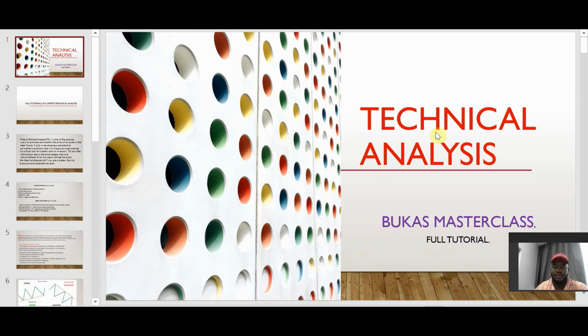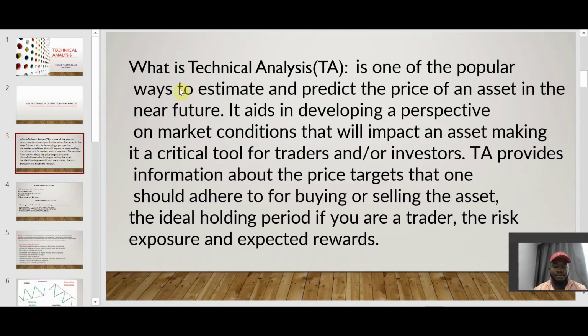So we are talking about technical analysis today. Some of you don't know the meaning of technical analysis. So right here, I'll be showing you the meaning of technical analysis and how you can walk through that. So, what is technical analysis? Technical analysis is one of the popular ways to estimate and predict the price of an asset in the near future.